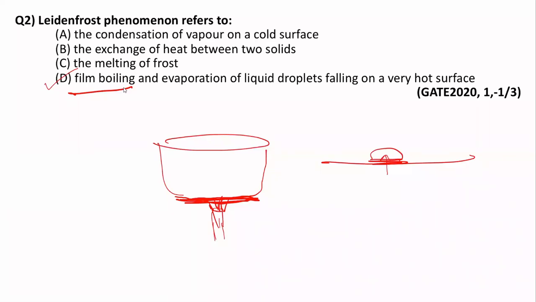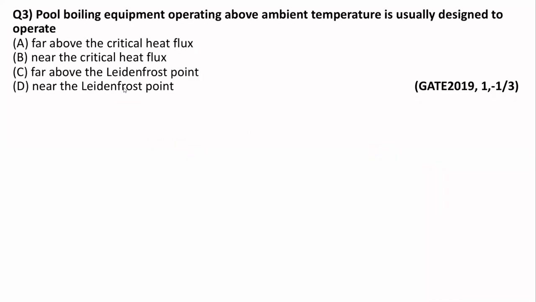So the condensation of vapor on a cold surface, no, it doesn't refer to that. Melting of frost, something very different. And exchange of heat between two solids, that is either based on conduction or radiation. Or if some fluid is filled in between it, that might be the case of convective heat transfer as well. So none of the other three options matches the Leidenfrost phenomenon, and D is the correct option. Let's move to the third question for today.